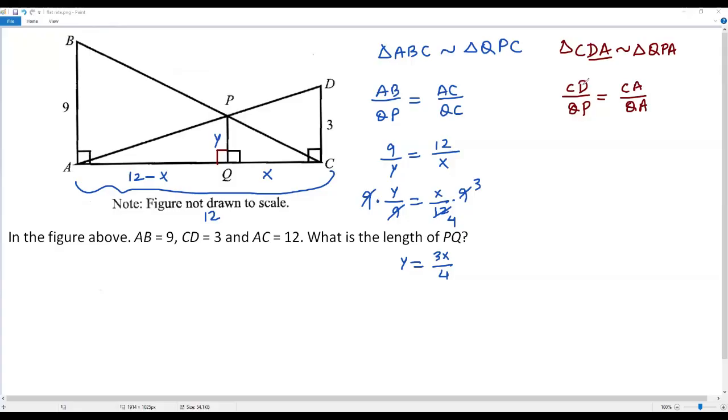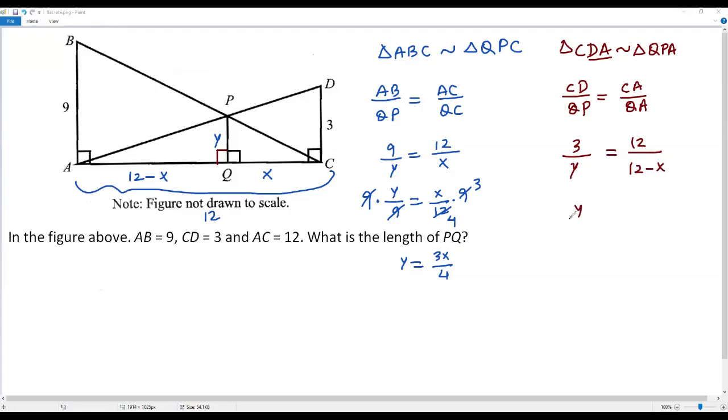Okay, now what we can do is plug in the values over here. For CD, we know the length is 3. And for QP, we have already assumed Y as the length. We can plug in Y. And for CA, CA is nothing but AC, it's 12. And for QA, we have 12 negative X. Let me plug in over here. 12 negative X, sorry.